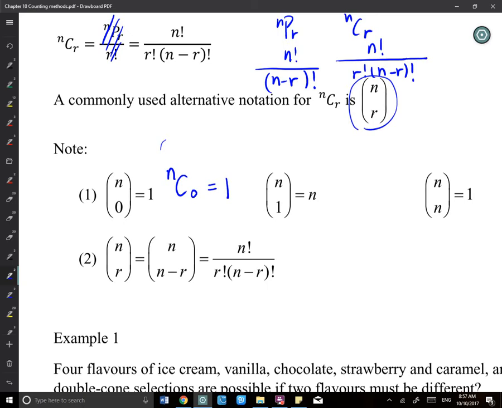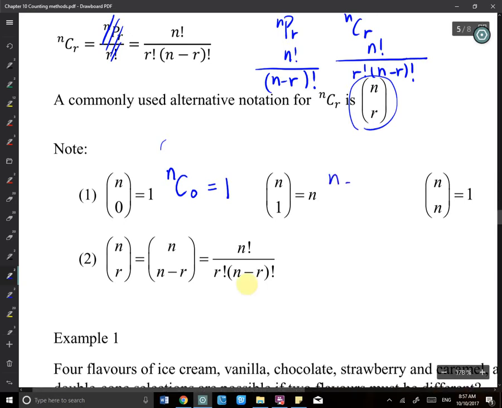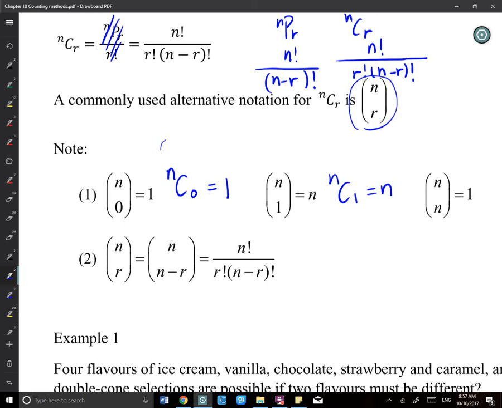nC1 equals n. Why n? I have n items in a row. I want to pick one from them. How many ways can I do it? Select the first one, second one, third one, or the nth one. n ways. I can select each of them once. So that's n ways to select one thing from n things.